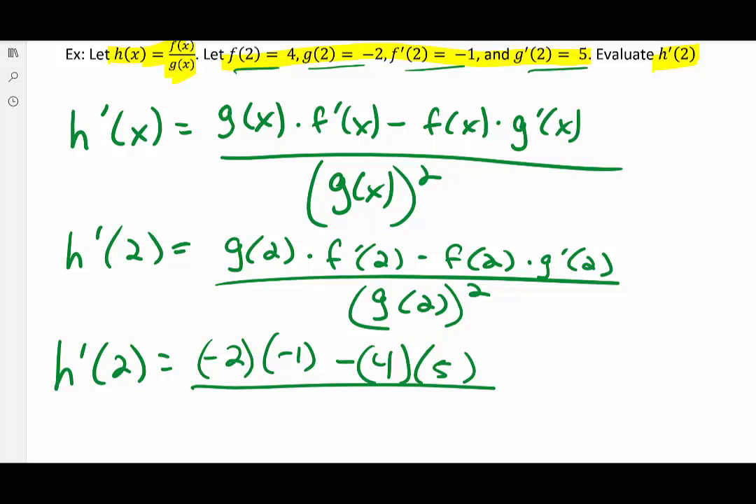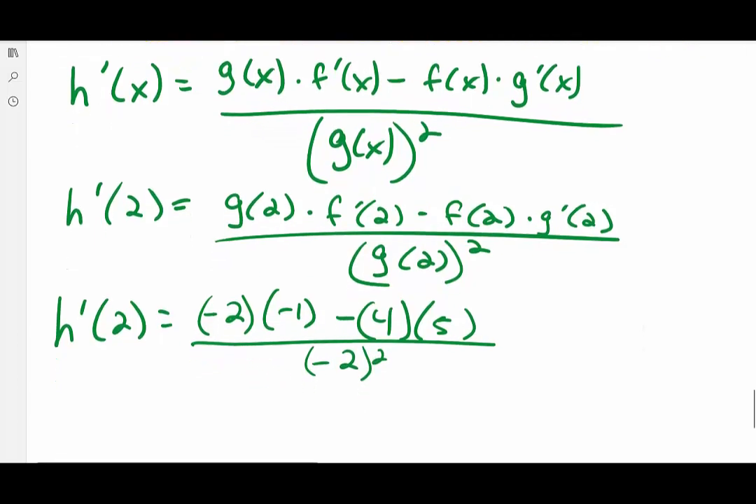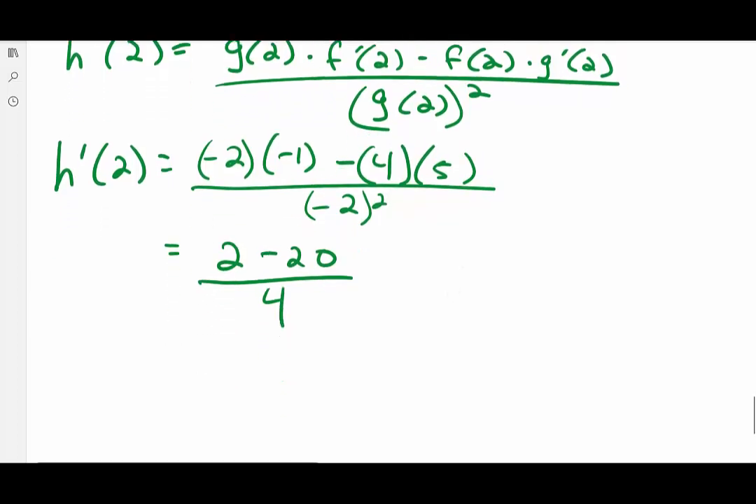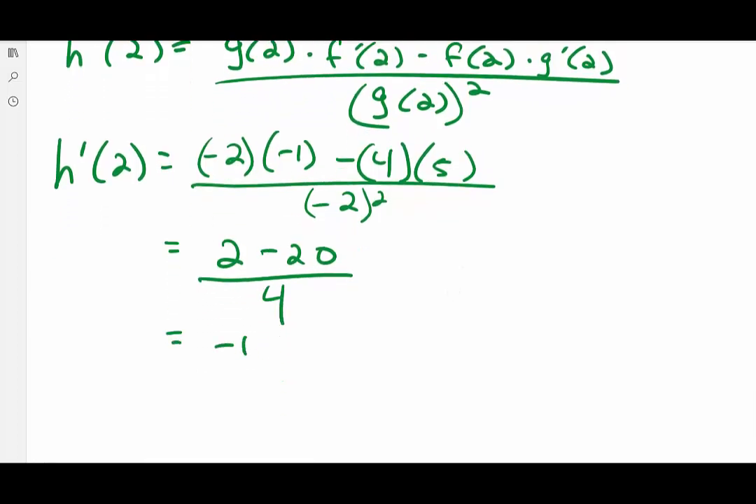Okay, negative 2 times negative 1 is a positive 2. A negative 4 times 5 is a negative 20. Over, be careful here, a negative 2, that quantity squared is a negative 2 times a negative 2. That's a positive 4. Okay, so then we have, let's see, negative 18 over 4. Let's go ahead and reduce that. Divide the top and bottom by 2. You get a negative 9 halves. And that is what h prime of 2 equals.